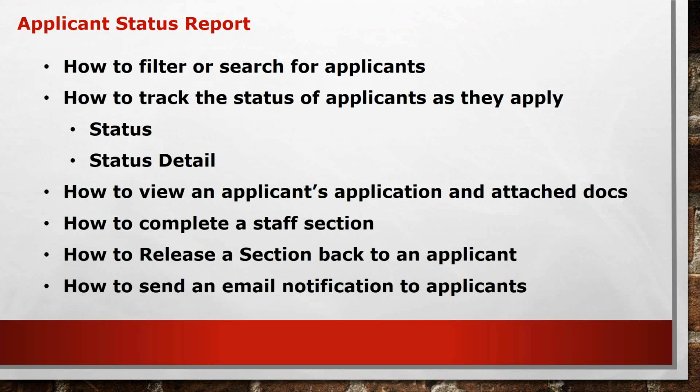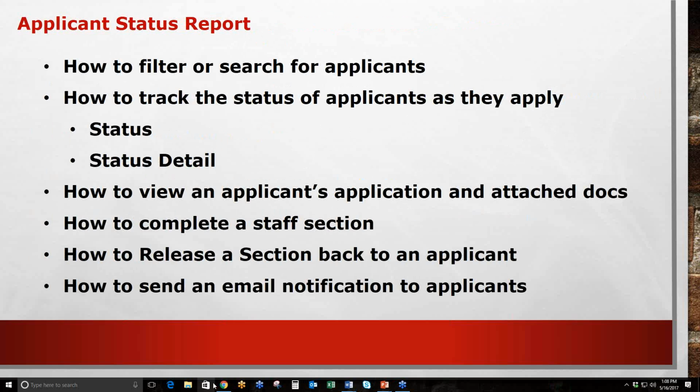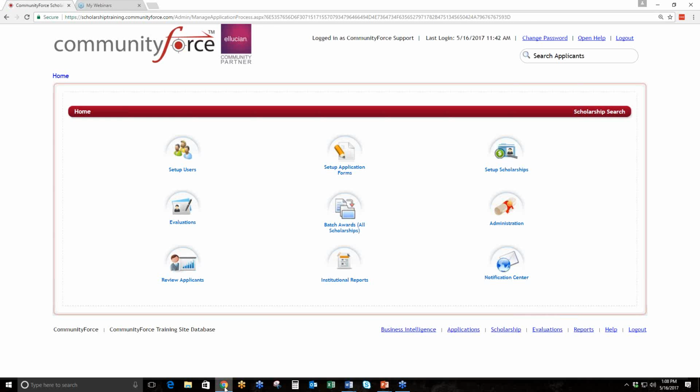You're doing your review for completeness, and you need to release a section back to an applicant to correct maybe a question that they've answered incorrectly. So we'll talk about how to release sections back. And then also from that applicant status report, you can send emails as well. So we'll be discussing how to send emails from that also. So let's go ahead and go to our site and begin the training.